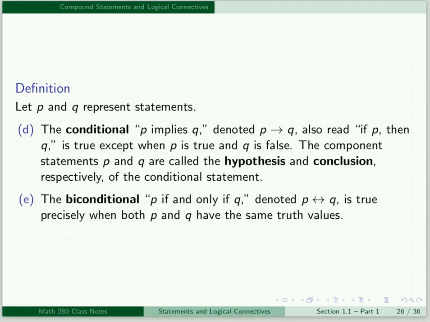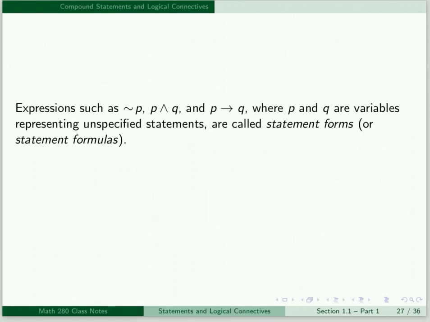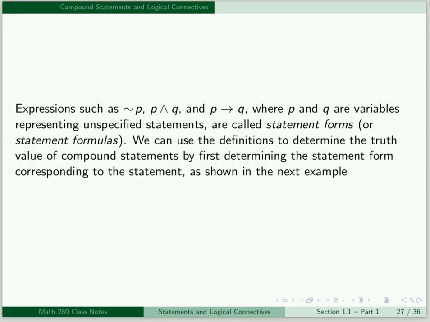Finally, the biconditional P if and only if Q, which is denoted with a double-pointed arrow, is true precisely when both P and Q have the same truth values, either true or false. Expressions such as not P, P and Q, and P implies Q, where P and Q are variables representing unspecified statements, are called statement forms, or statement formulas. We can use the definitions to determine the truth value of compound statements by first determining the statement form corresponding to the statement, as shown in our next example.